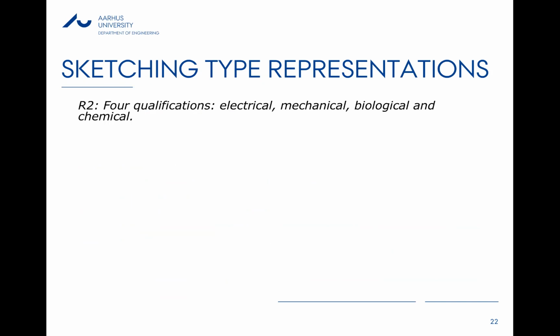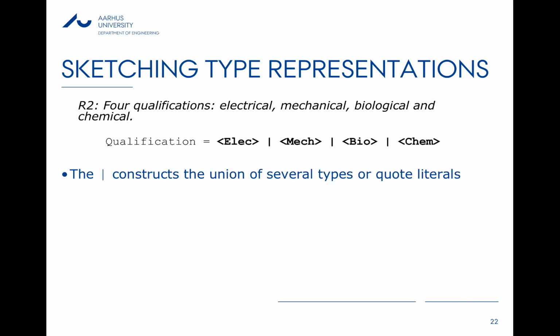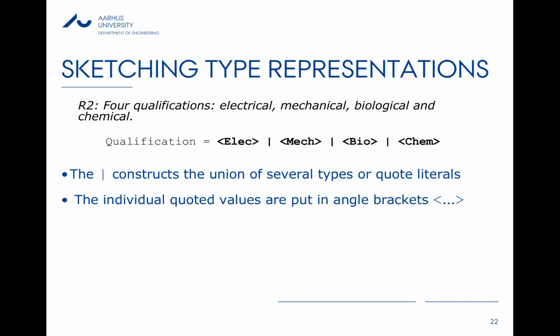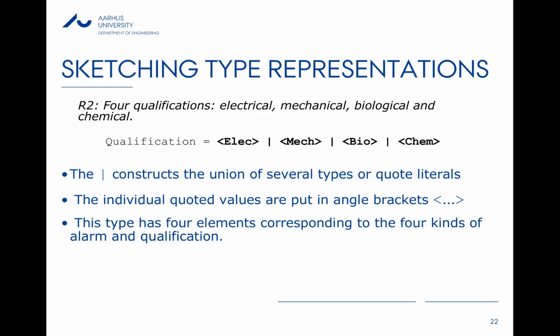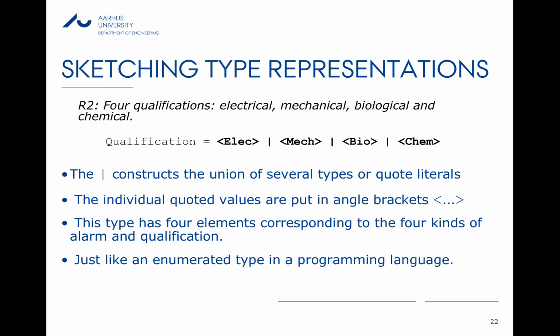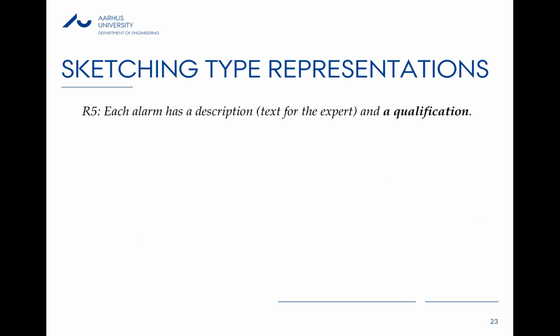Requirement 2 said we needed 4 qualifications. Well, for something like this, it is very appropriate to simply use an enumerated type, because these are the ones we know that we need to deal with, and essentially it's just having these 4 possibilities. Now, this union operator there, this bar, is giving us the union of each of these code literals. The individual code values are put in these angle brackets with a bit of text in between them. And this type then has 4 elements corresponding to our 4 kinds of alarm and qualification. It's just like an enumerated type in a programming language.